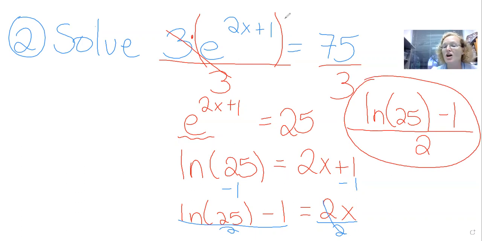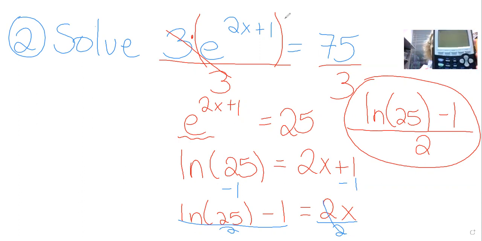If you were plugging this into Hawks, you would need to be very, very careful and make sure that your fraction bar goes with everything, not just with the ln of 25 and not just with the 1, everything. Now, this is also where you need to be careful plugging it into your calculator. So I'm going to try to kind of hold this up. You'll notice that you have multiple things in the numerator.